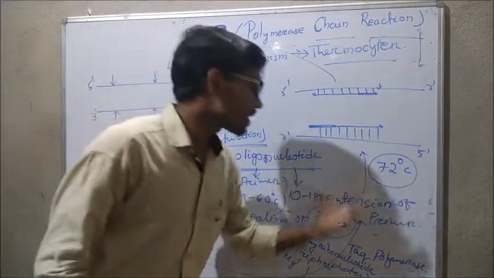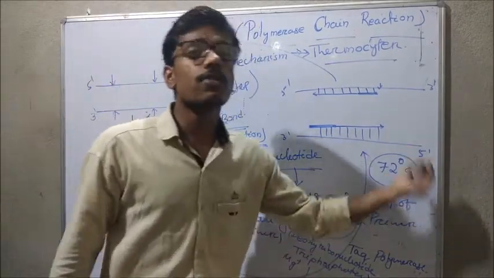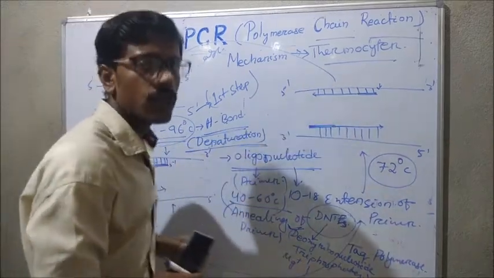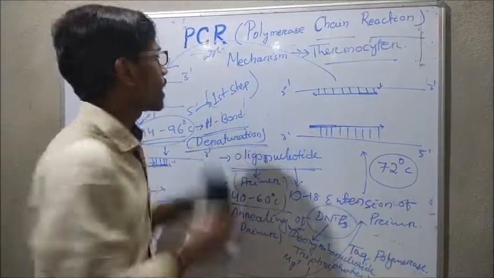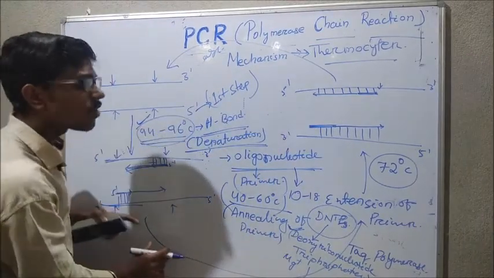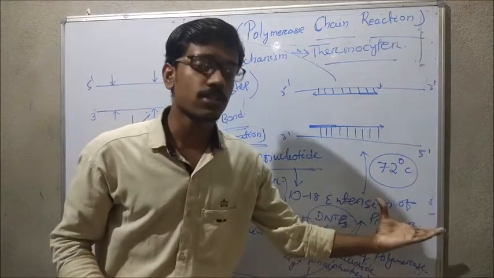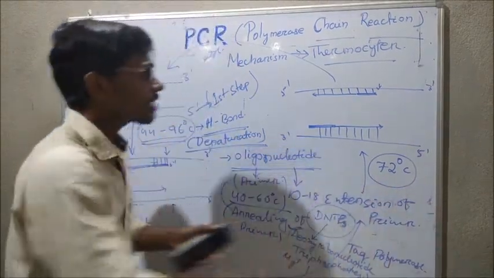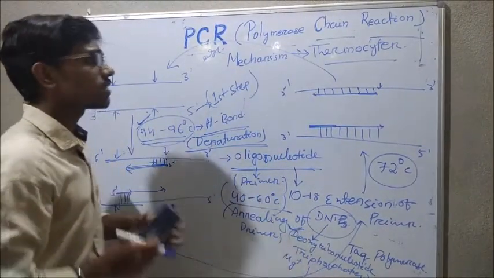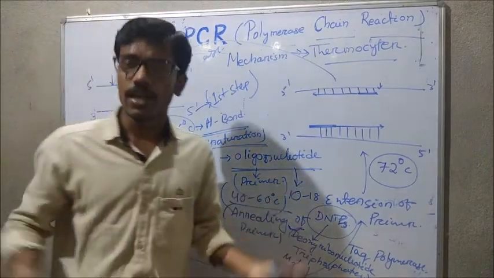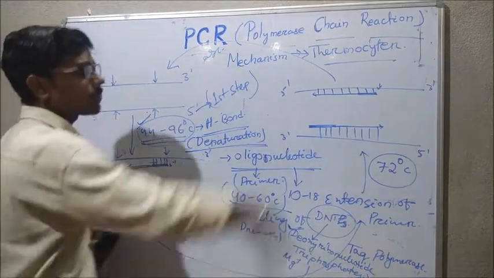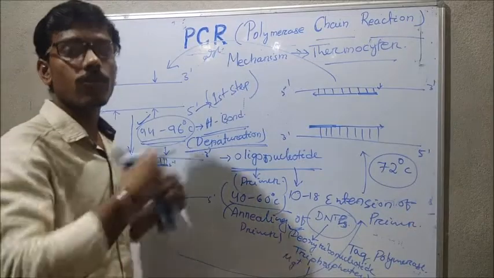Okay, so for the extension of primer, there will be a requirement of 72 degrees Celsius, and when the 2 strands of DNA are again formed, or the 2 copies of DNA again form, again the same cycle will occur, that is again the denaturation process will occur, again annealing of primer will occur, again the extension of primer will occur. Okay, so this cycle will be repeating, and so there will be formation of billions of copies of DNA in a very small fraction of time. Okay, so after repeated cycles, there will be formation of a number of copies.